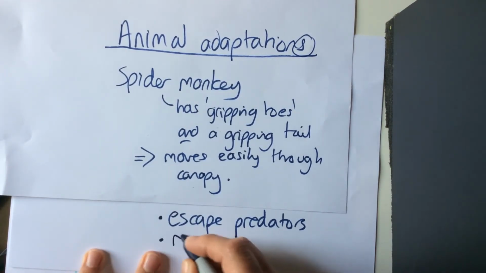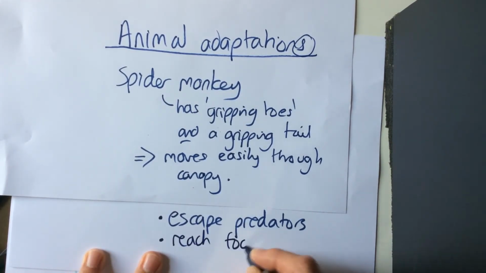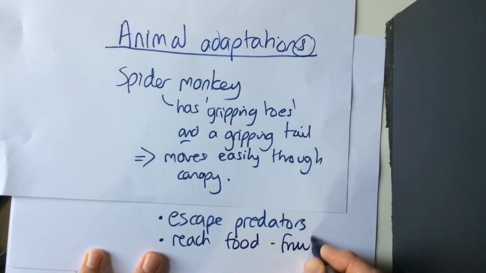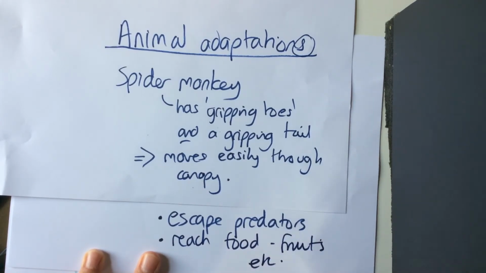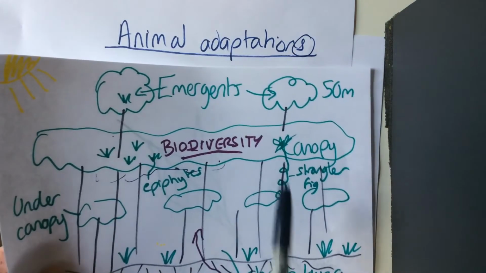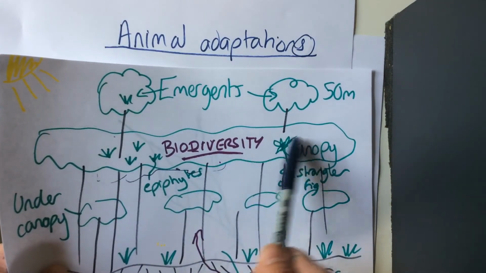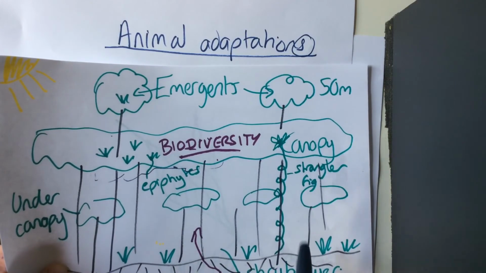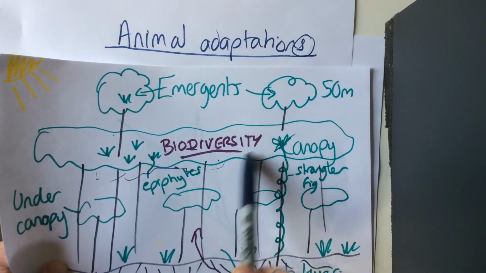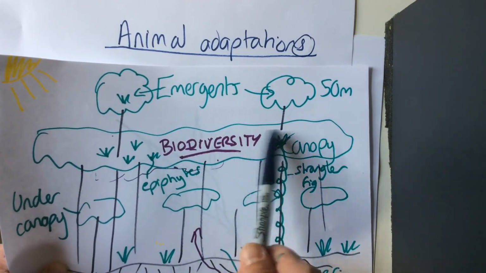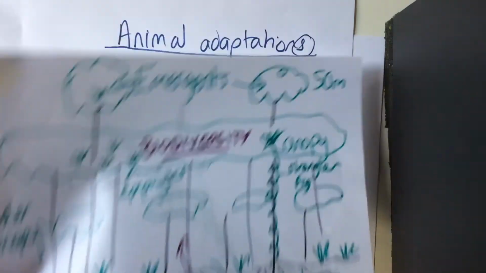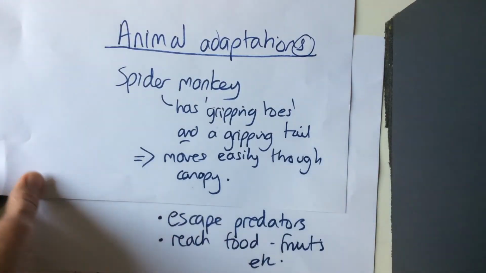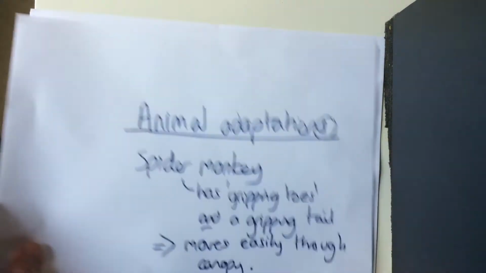You can also reach food, like fruits, etc. So up in the canopy, loads of flowers and fruits all growing up here. It's great, but some animals never come down from the canopy. So if you're a spider monkey, you can get up there easily, you can move around easily to get to the food, and you can escape your predators. So have a look at some videos of a spider monkey, they're really cute.